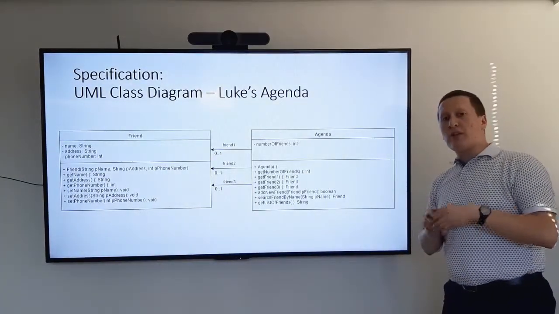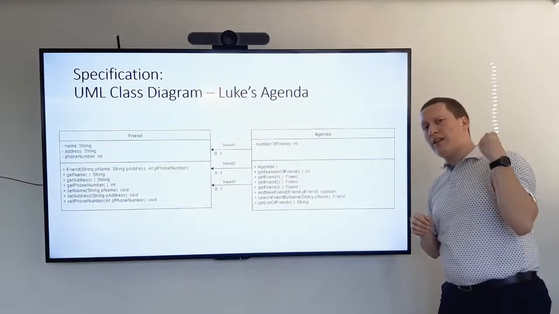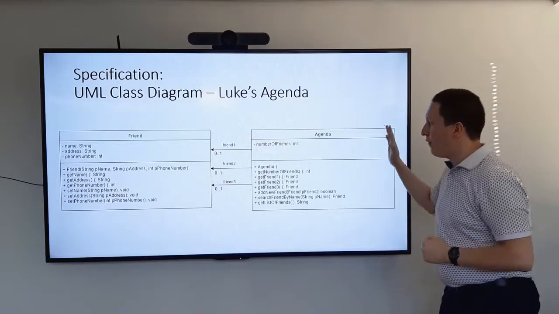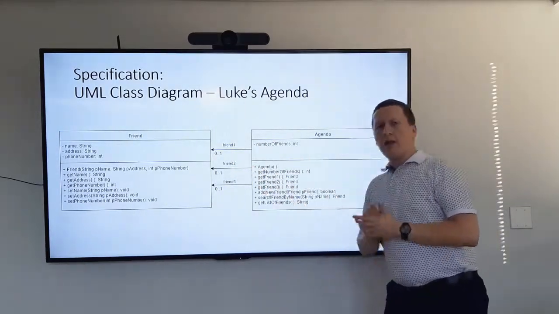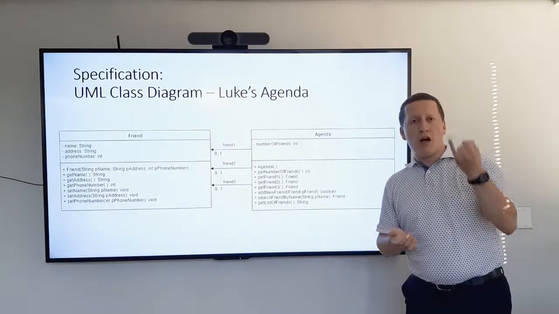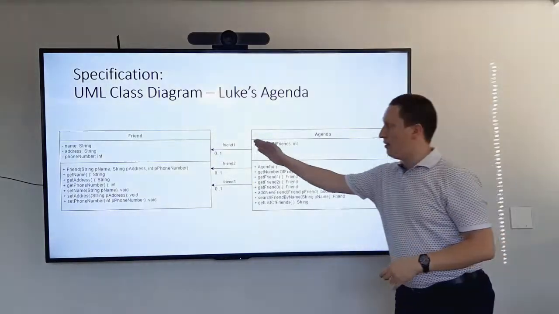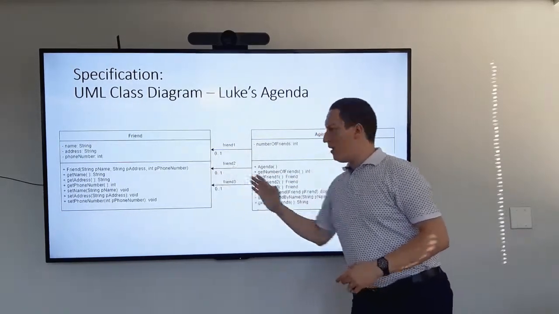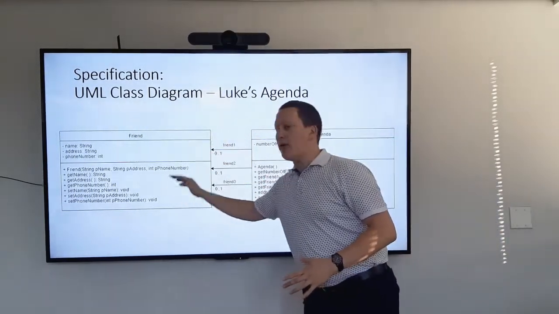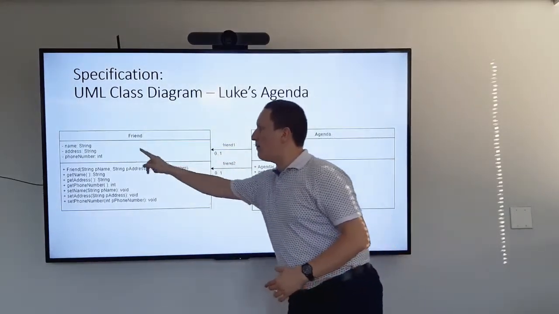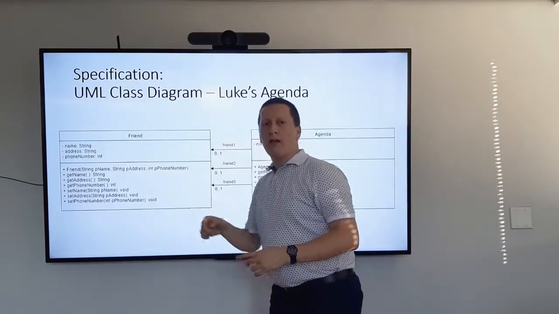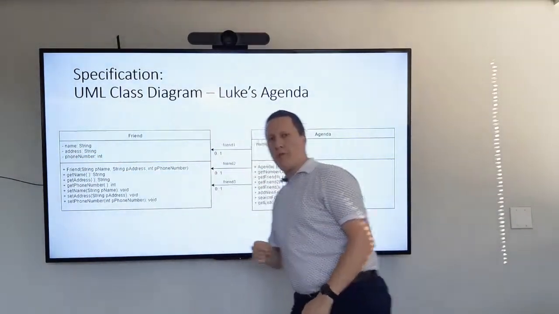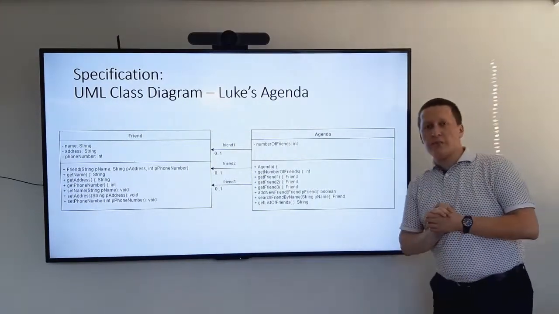We also know that there is a relationship between the agenda and the friend. So we have 3 friends that we know their names are Miguel, Laura, and Alex. So we know that the agenda has 3 elements referring to the type friend. In this case, every friend is going to have the properties that are appearing in the class. So every friend is going to have a name, an address, and a phone number.